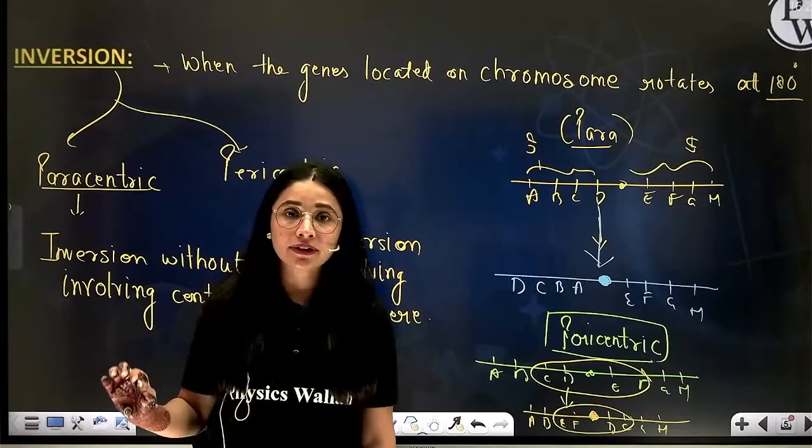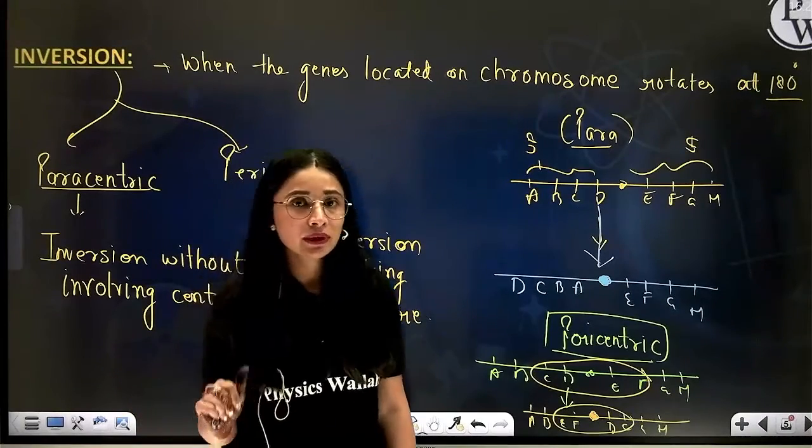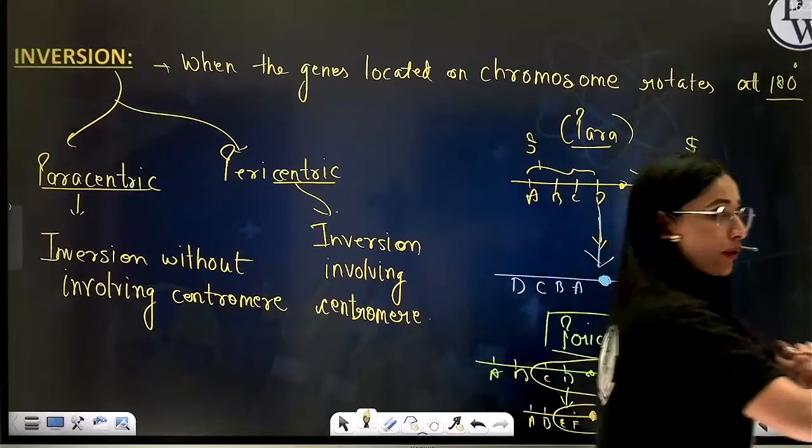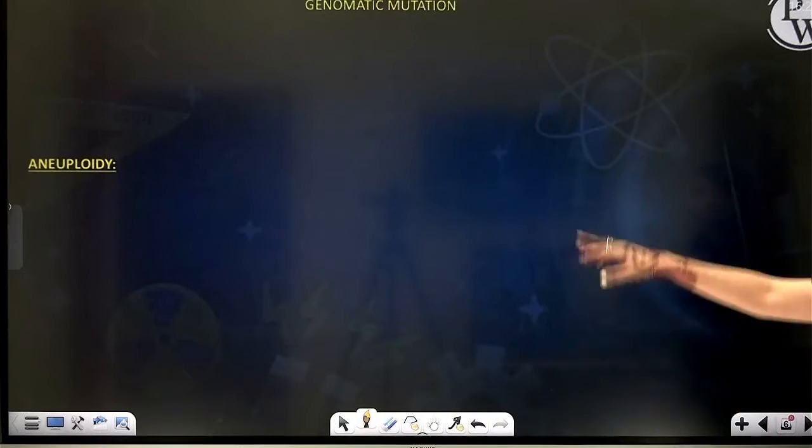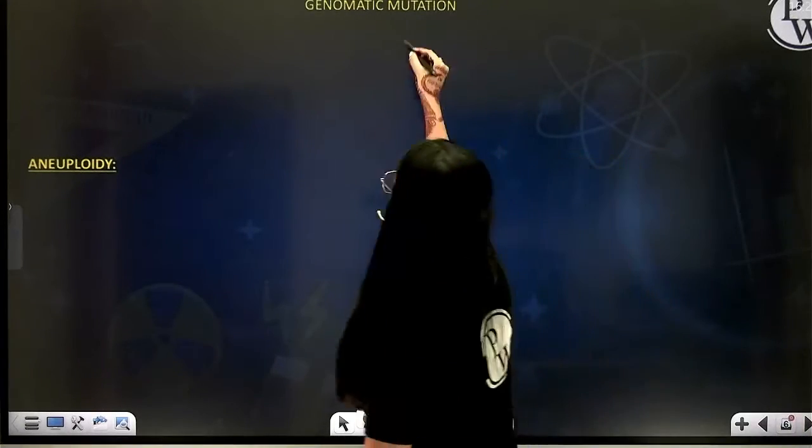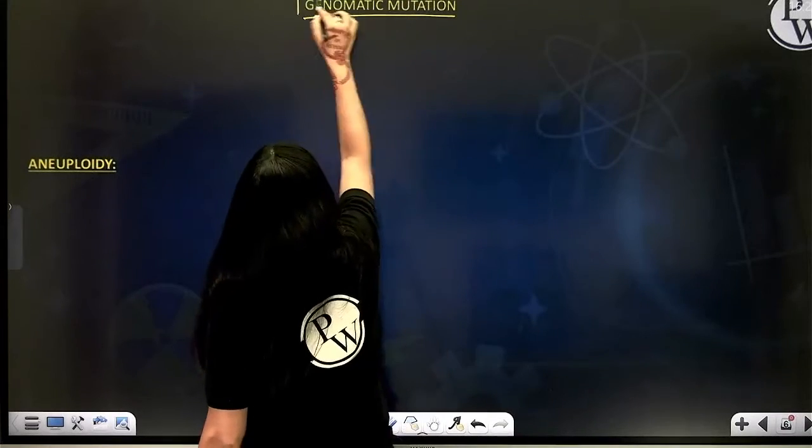Understood each and every one of you? Okay, very good. Now, the third type is genomatic mutation. The third type of mutation is genomatic.